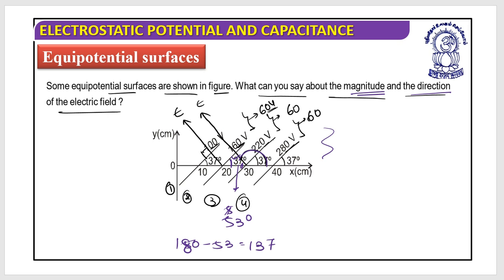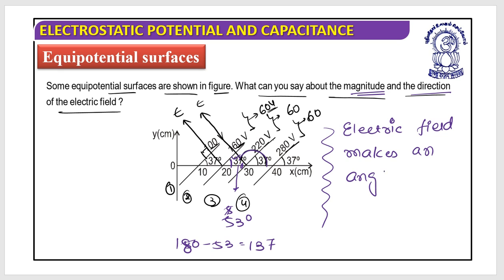So I can say that the electric field makes an angle of 137 degree with the x-axis. Yes, the electric field makes an angle of 137 degree with the x-axis. I hope these things are clear.